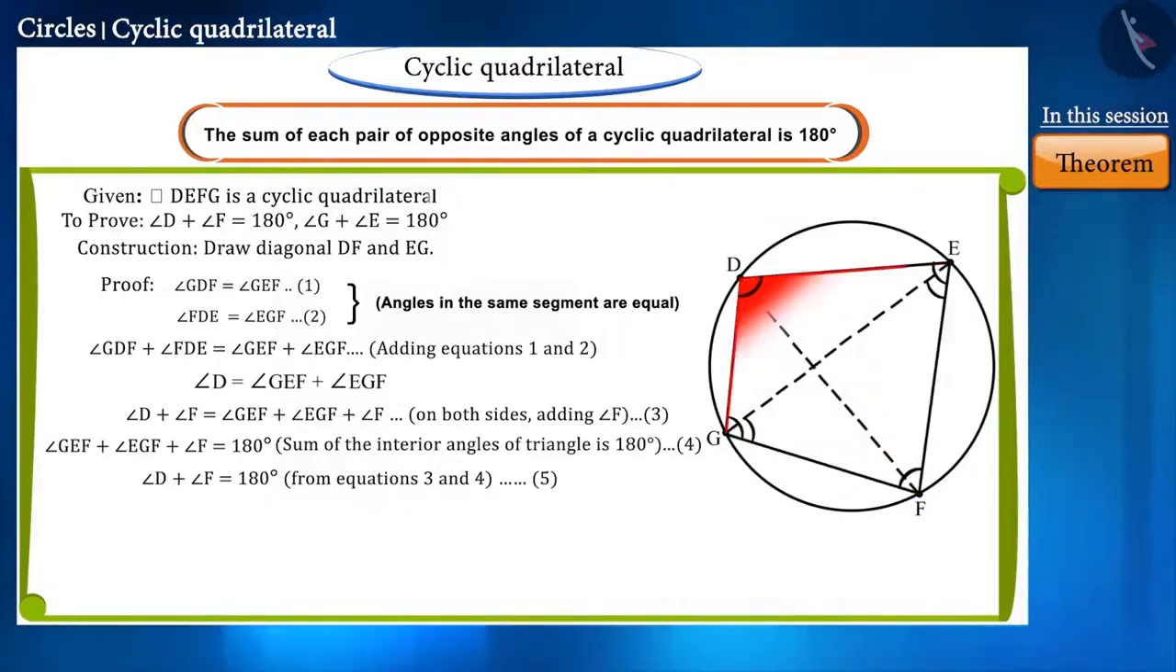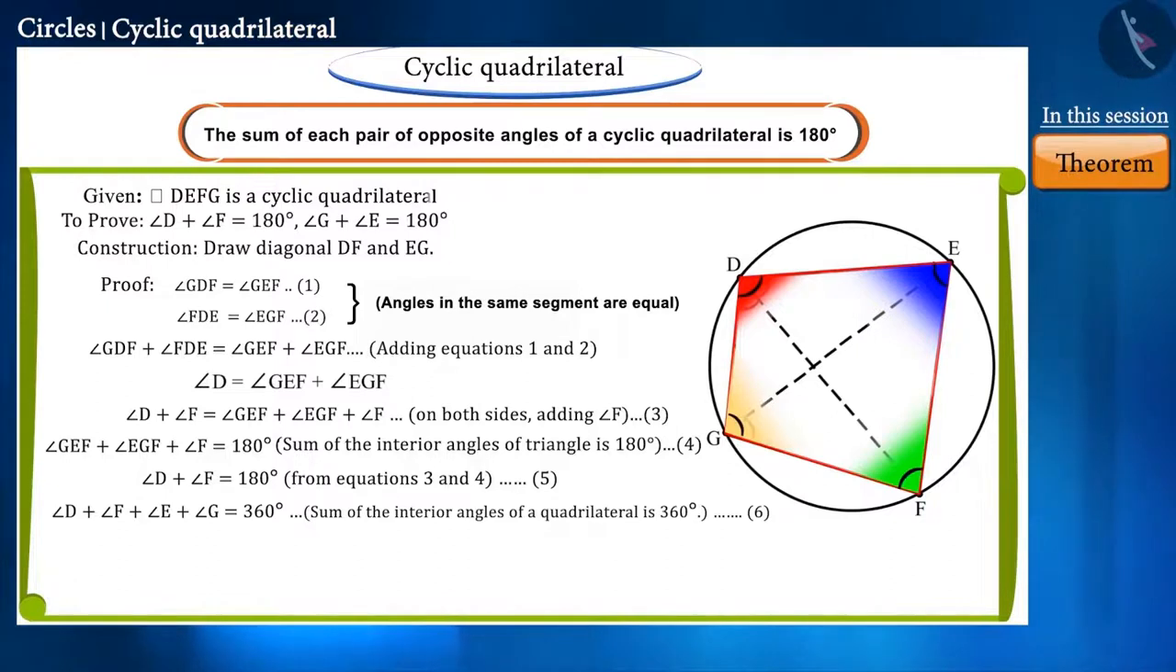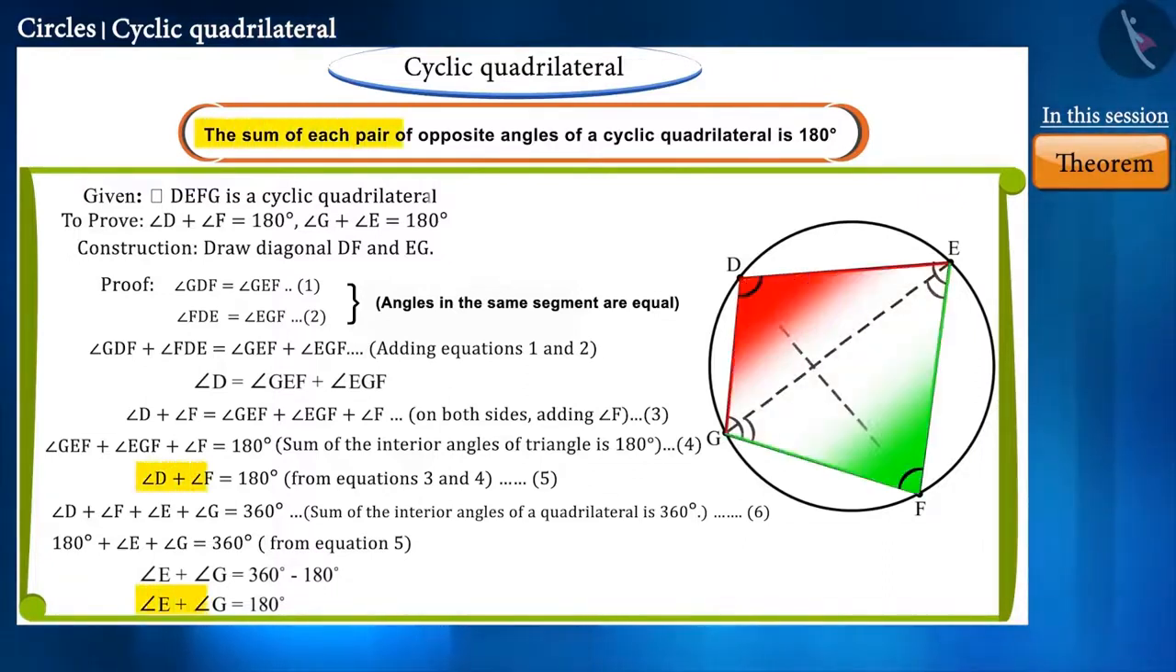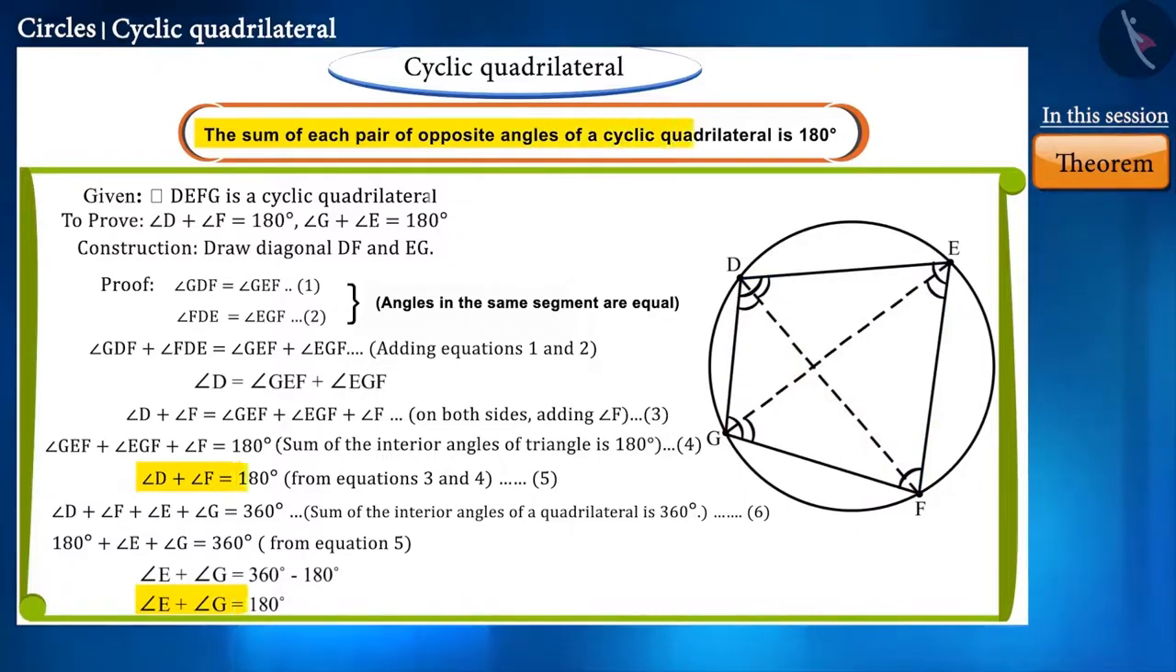Friends, both these angles, angle D and angle F, are opposite angles in this cyclic quadrilateral. Thus, we have proved that this pair of opposite angles is supplementary. Friends, we know that the sum of the four angles of a quadrilateral is 360 degrees. We can write it in this way. Using equation 5, we can get that angle E plus angle G is equal to 180 degrees. Thus, we have proved this theorem that the sum of each pair of opposite angles in a cyclic quadrilateral is 180 degrees.